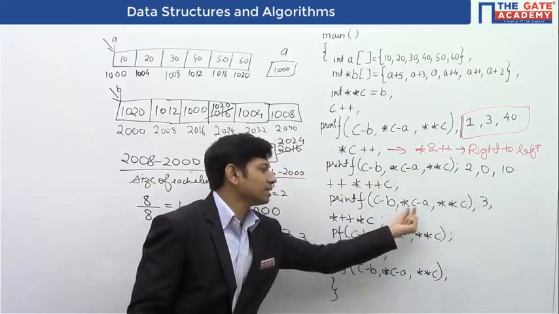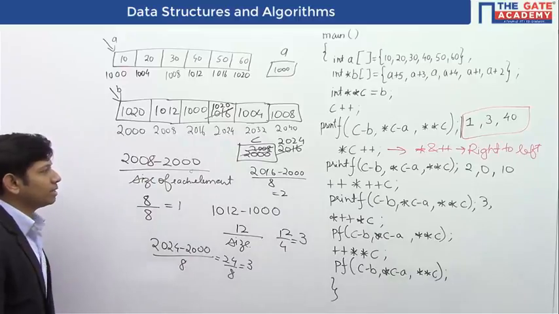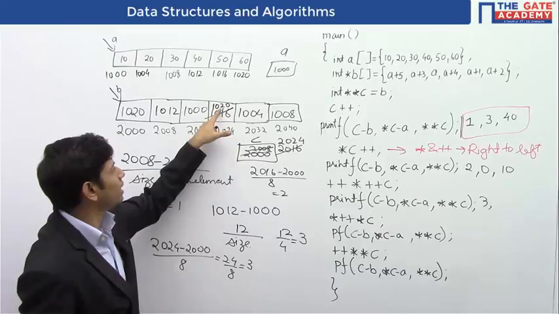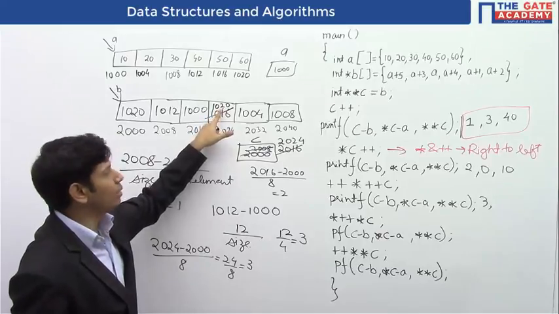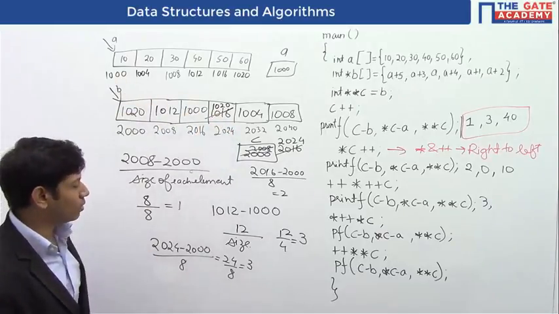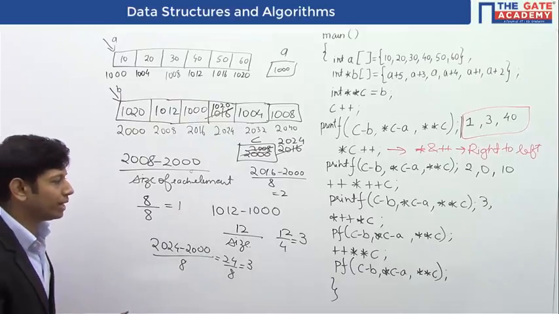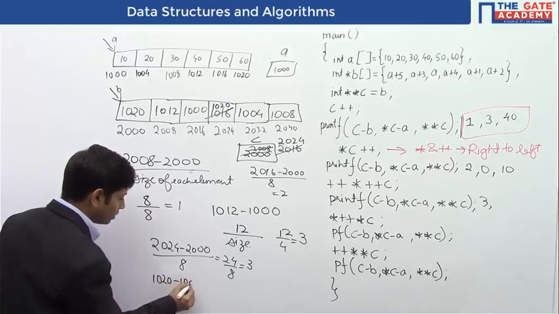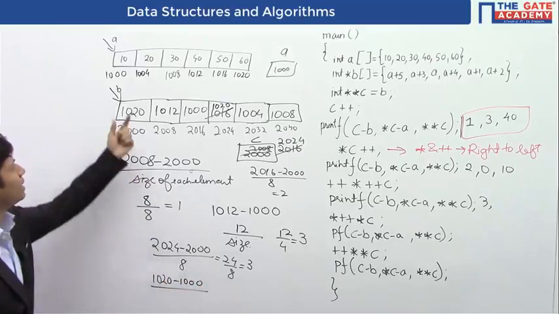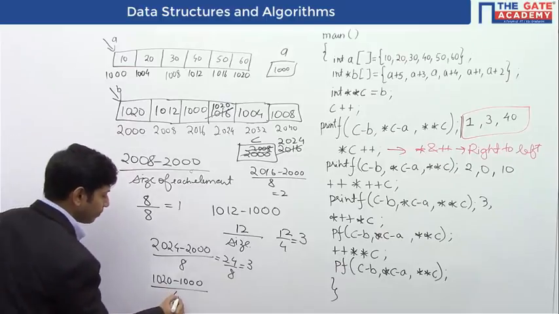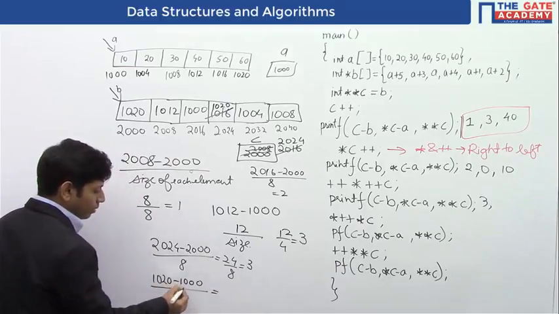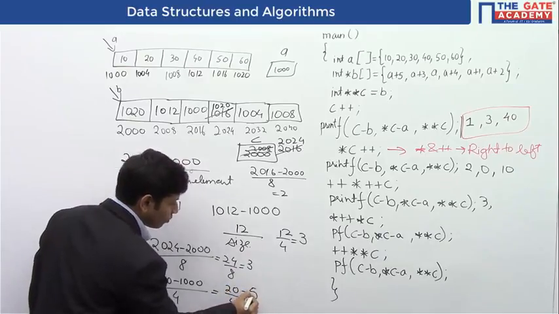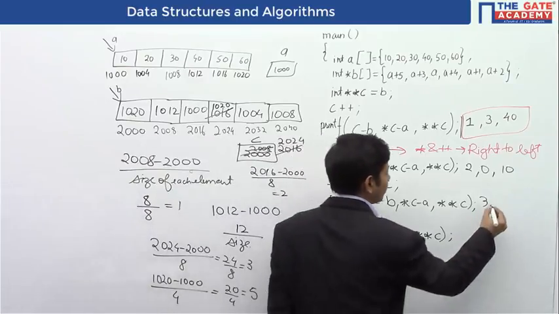Next we have star C minus A. What is the value of star C minus A? C is 2024, star C is 1020 and star C minus A is 1020 minus 1000. So what is the value of 1020 minus 1000? 1020 minus 1000 divided by the size. Size is 4 over here. So the answer will be 20 divided by 4, which is equal to 5. So the next output will be 5.